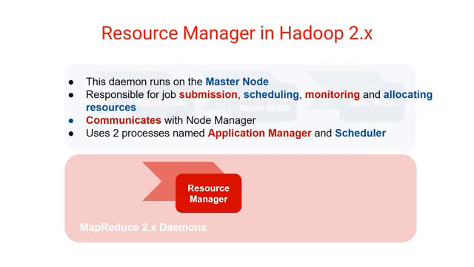Beginning with the resource manager, this process runs on master node and it may run on the same machine as the name node for smaller clusters. It's responsible for getting the job submitted from the client and scheduling it on the cluster, monitoring running jobs on the cluster, and allocating proper resources on the slave node. It also communicates with the node manager daemon process on the slave node to track the resource utilization, and it uses two other processes named application manager and scheduler for MapReduce tasks and resource management.